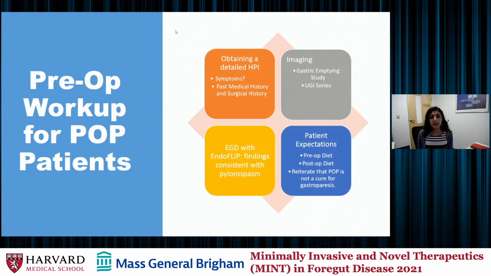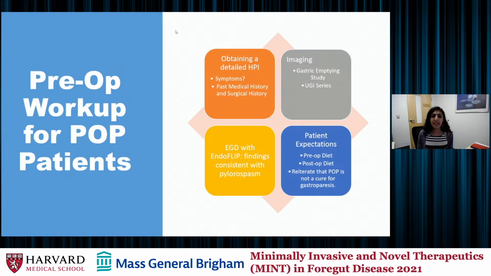And also their past medical history and past surgical history. Have they had prior upper GI surgeries? Have they had stomach surgery? Have they had anything done within the bowel? Have they had ulcer disease? There's a lot of things within the past medical history and the surgical history that we want to make sure that we are aware of before considering them for POP.